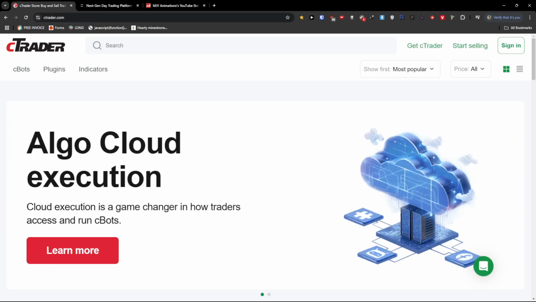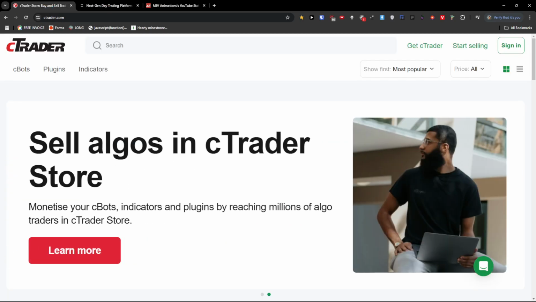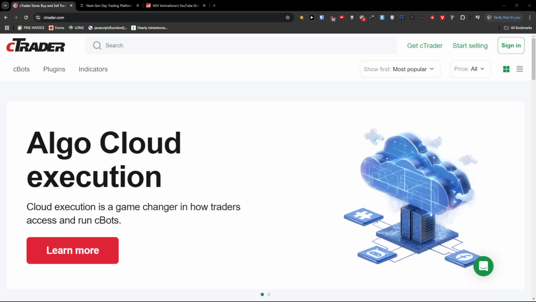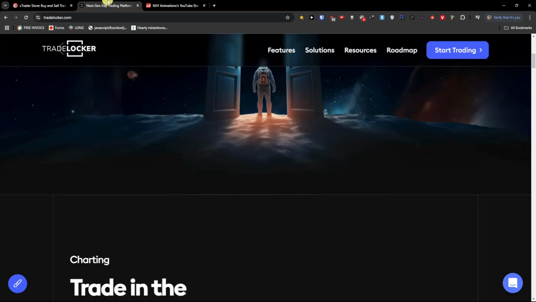This is going to be a really quick video, cTrader compared with TradeLocker and what are the things that you need to know about both. So cTrader has a modern and highly customizable interface, intuitive design, good charting tools, drag and drop features, and a clean layout. Same thing with TradeLocker.